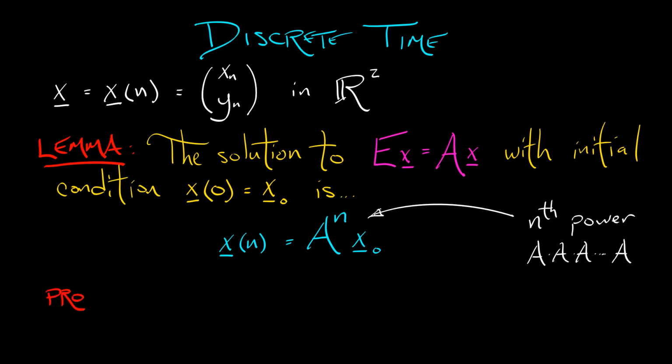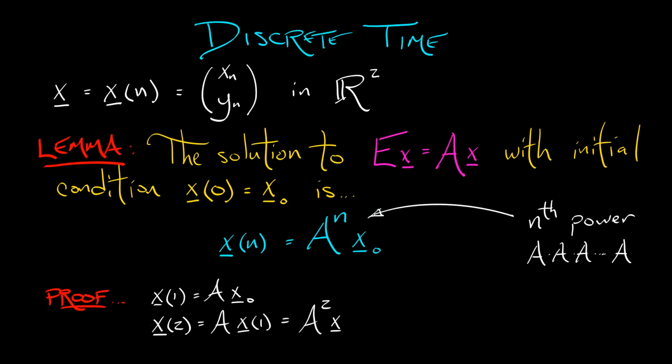Now, is this deep? No. What's the proof? Just follow the dynamics. What is x at time 1? According to the equation, it's A times x at time 0. What is x at time 2? It's A times x at time 1. That's A squared times x naught. Just induct. Just keep going.